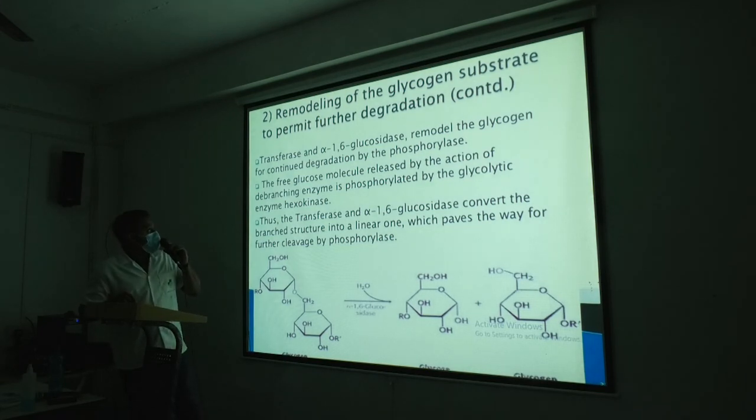Transferase and alpha-1,6 glycosidase remodel the glycogen for continued degradation by the phosphorylase. The free glucose molecule released by the action of debranching enzyme is phosphorylated by the glycolytic enzyme hexokinase. Thus, the transferase and alpha-1,6 glycosidase convert the branched structure into a linear one, which paves the way for further cleavage by phosphorylase.